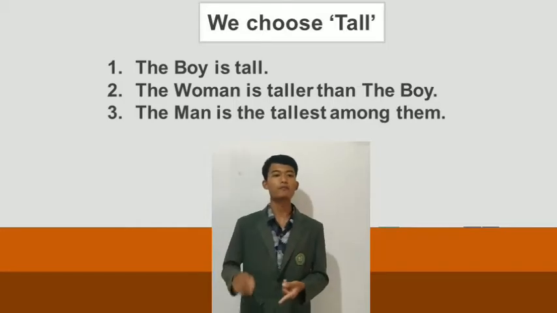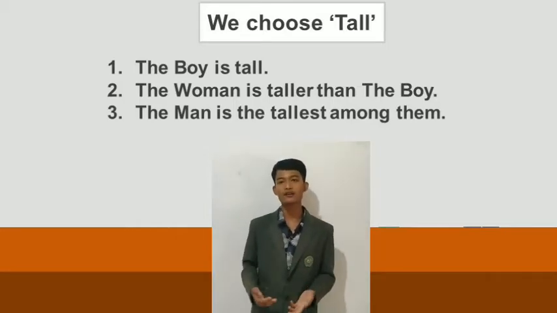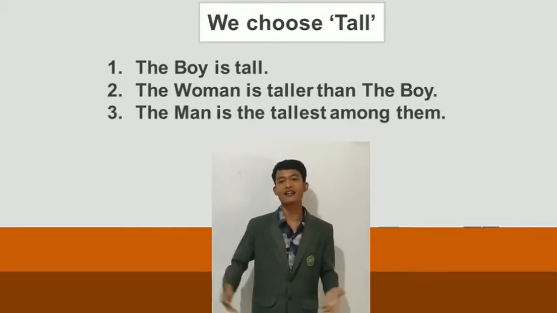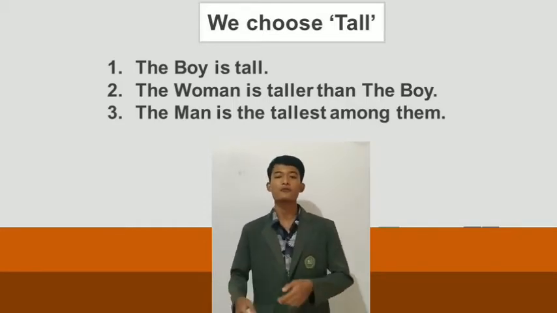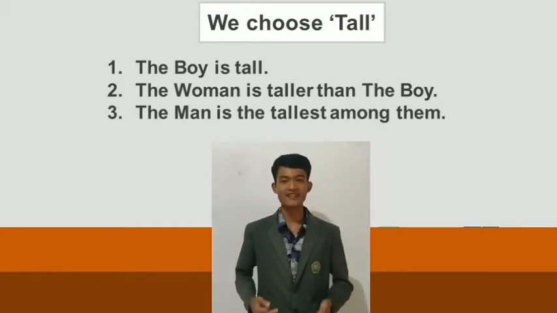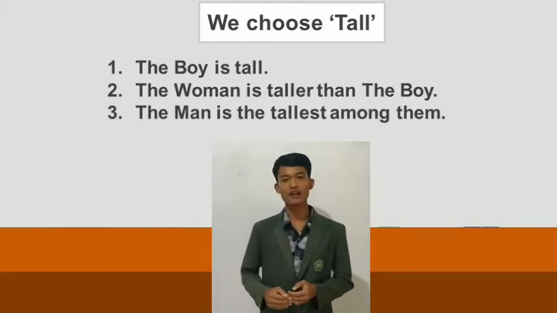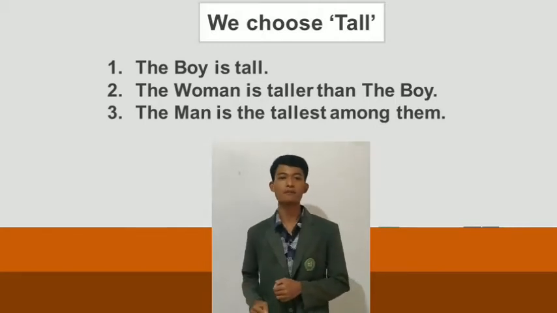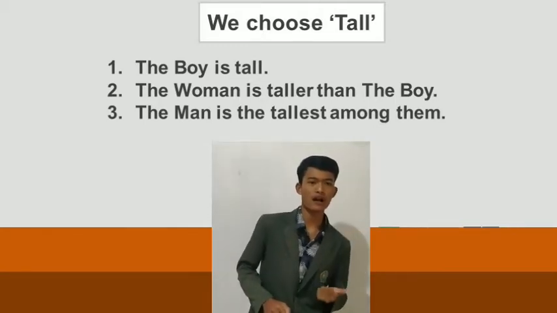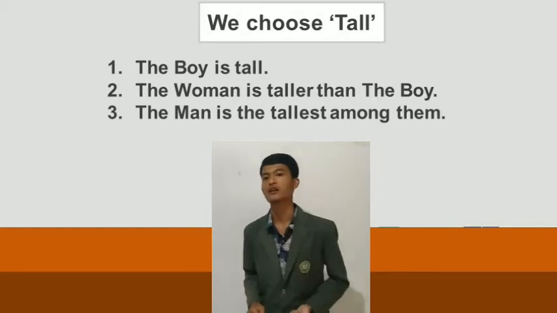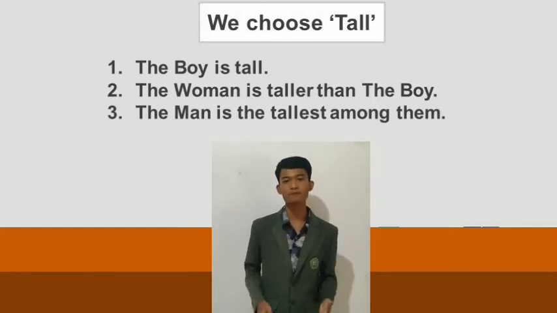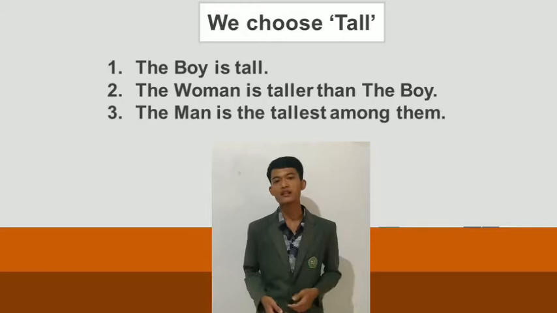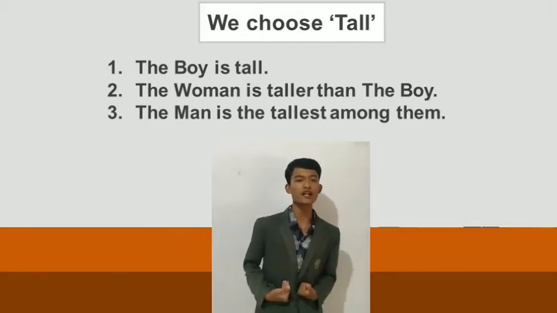Okay. The positive form: the boy is tall. Then the comparative form, we can compare it with the woman: the woman is taller than the boy because the woman is 150 centimeters and the boy is just 120 centimeters. And then how about the superlative form? The superlative form is like this. The man is the tallest among them. Okay, that's the example for one and two syllables.